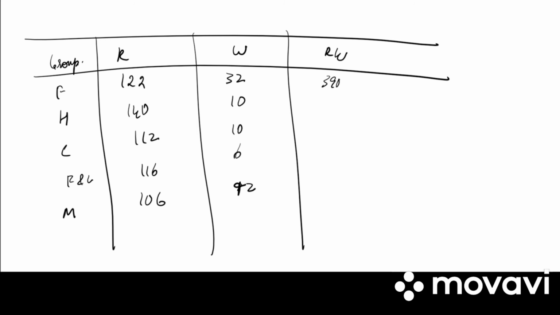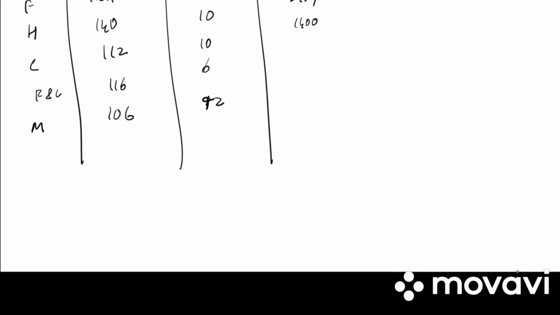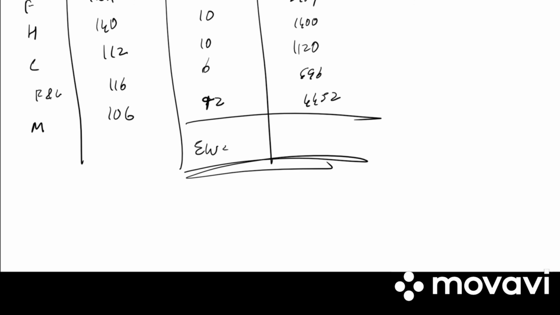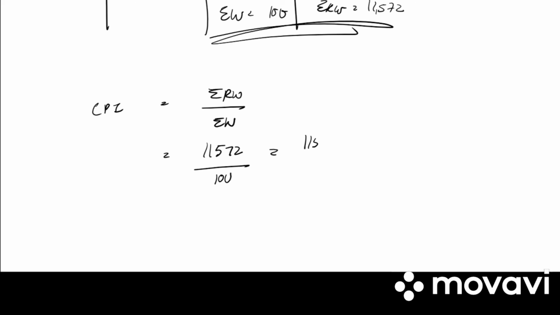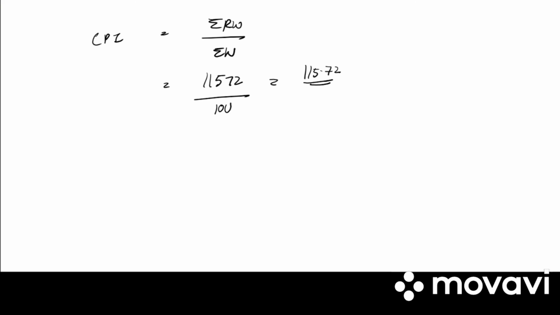R into W 3904, 1400, 1120, 696, 4452. That is just multiply R and W. So summation W is 100. Summation RW is 11,572. So cost of price index is summation RW by summation W. 11572 divided by 100. It is 115.72. Clear?